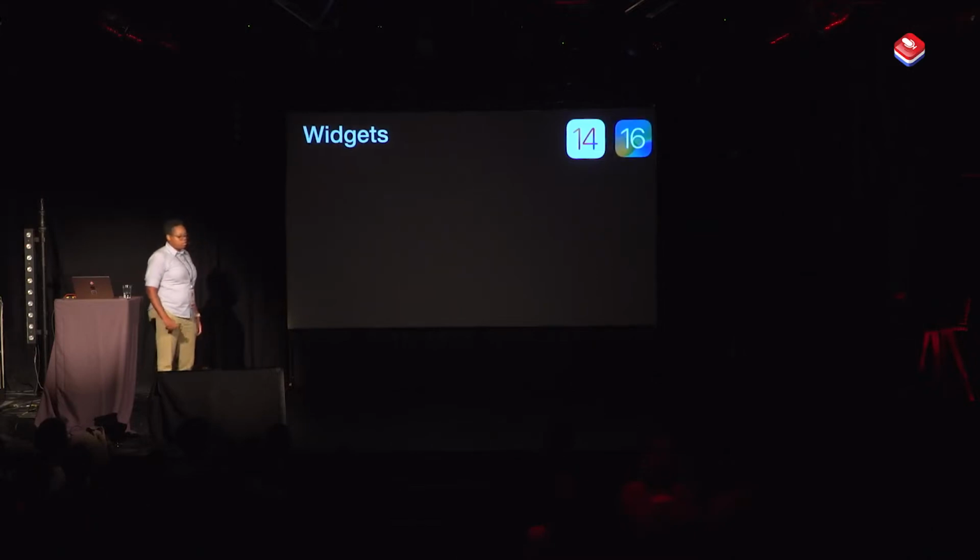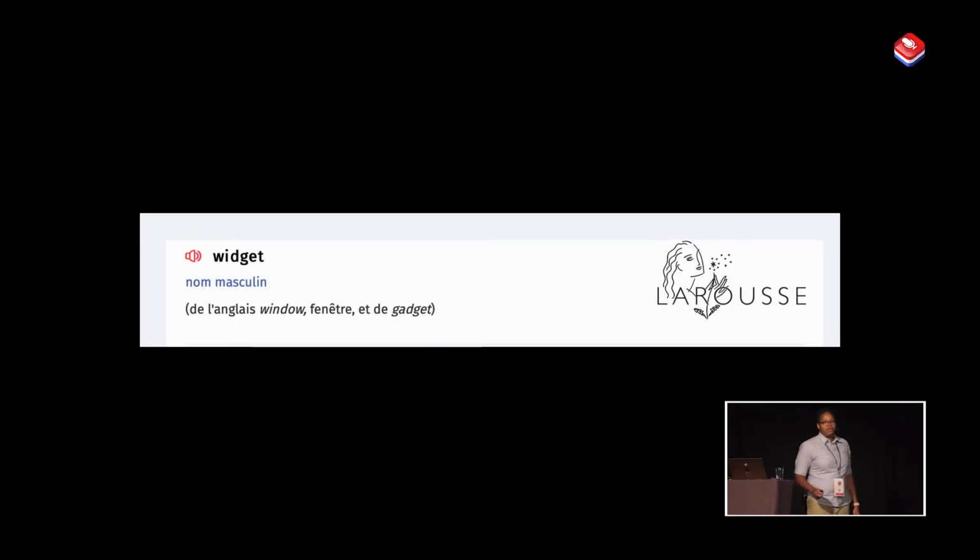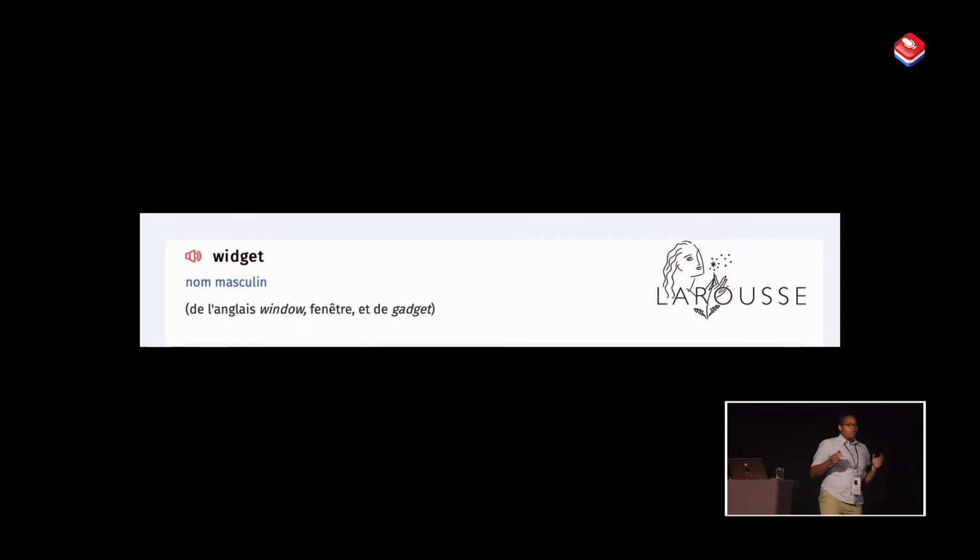So what is a widget? The definition is, a widget is an element of graphical user interface that displays information or provides a specific way for a user to interact with the application, operating system, or application, according to TechTarget. On Larousse, sorry about the reference because they have boboisation in the dictionary this year, which is a process of gentrification. Widget is an acronym with window, fenêtre, and gadget. It's a gadget. So we should know that widgets are not mini apps. They should display content. So it's all about content.